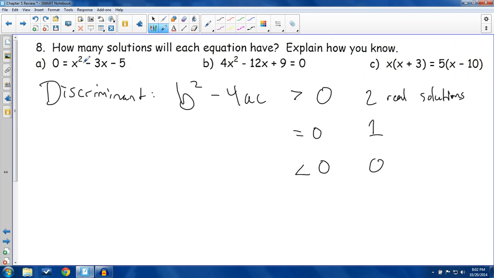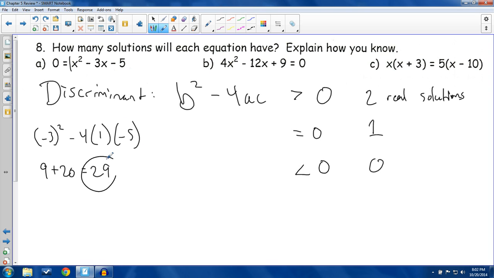So I'm going to plug in my a, b, and c values here. If this is equal to 0, then I'm looking at b being negative 3. So b squared minus 4ac. So that's 9. Minus 4 times negative 5 is plus 20, which is 29. Does my value matter for this? No, I'm not solving for it. I'm just trying to find out how many solutions there are. There are 2 real solutions here.